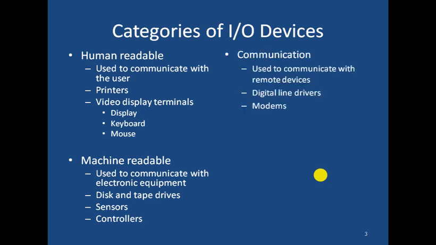And the last category of devices are communication devices. These devices are used to communicate with remote devices. Generally for establishing networks we can use communication devices like modems, digital line drivers, routers, etc. So I/O devices are mainly categorized into three types: human readable devices, machine readable devices, and communication devices.